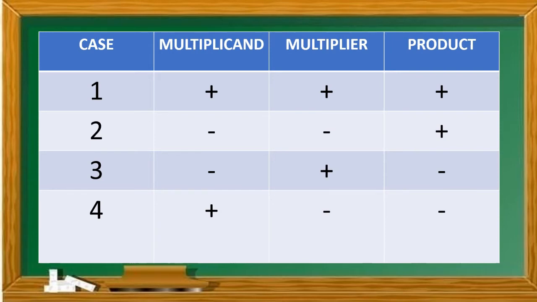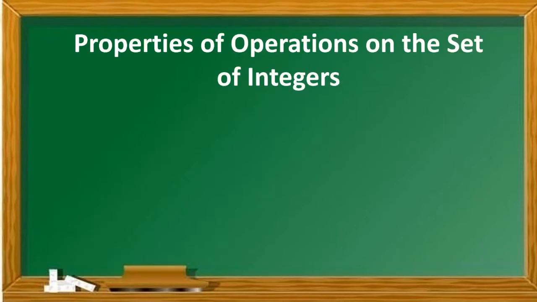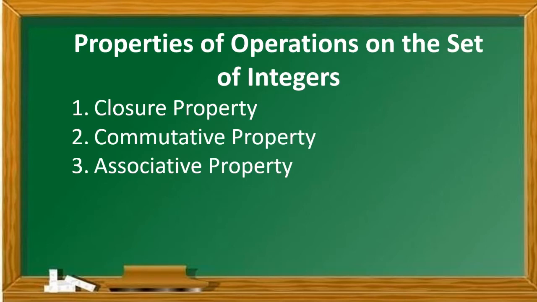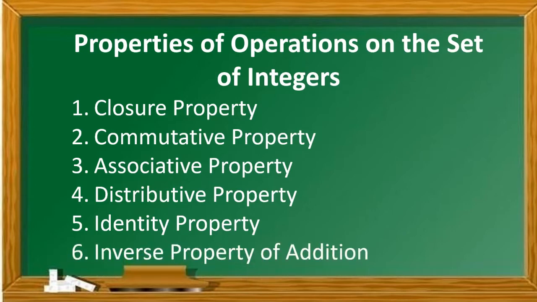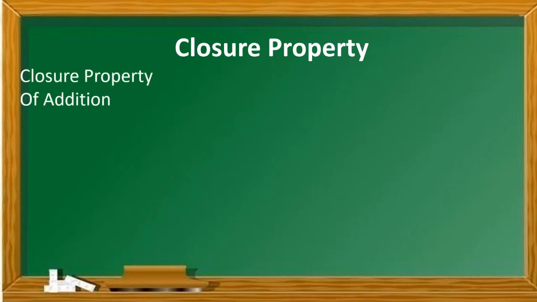In adding or multiplying integers, we have to consider the different properties of operations. Here are the following properties of addition and multiplication on the set of integers: closure property, commutative property, associative property, distributive property, identity property, and inverse property of addition. Let us discuss the closure property. First, the closure property of addition.